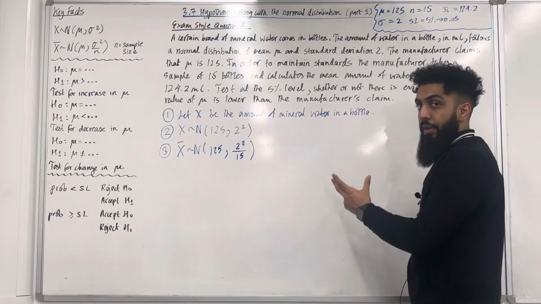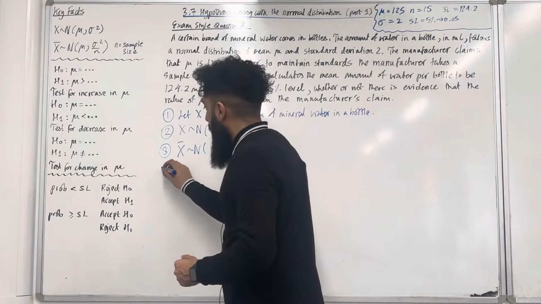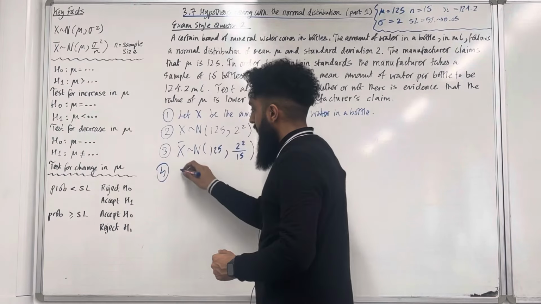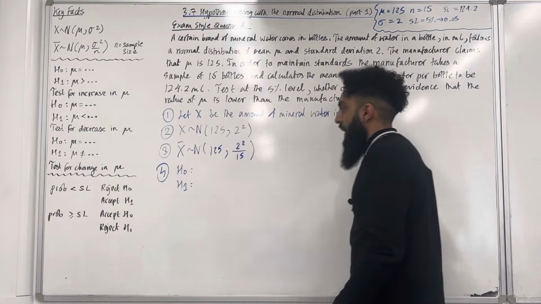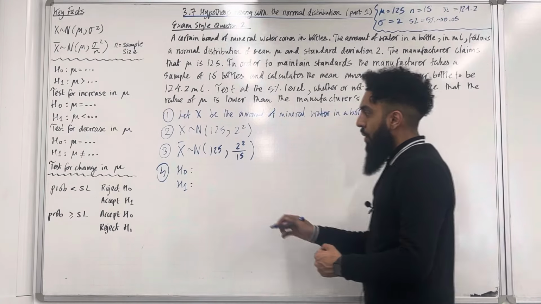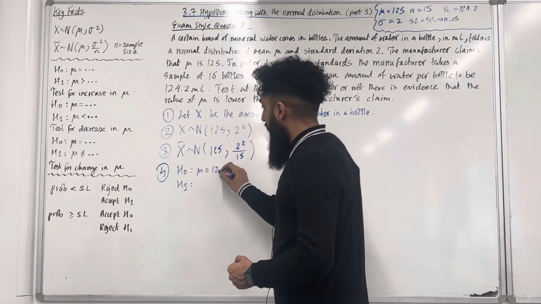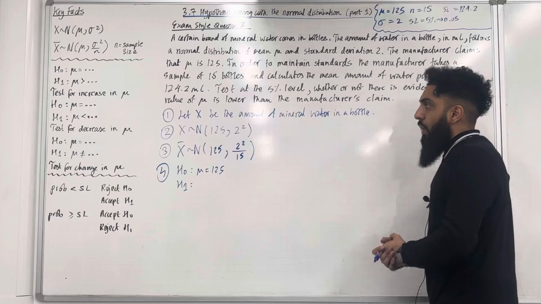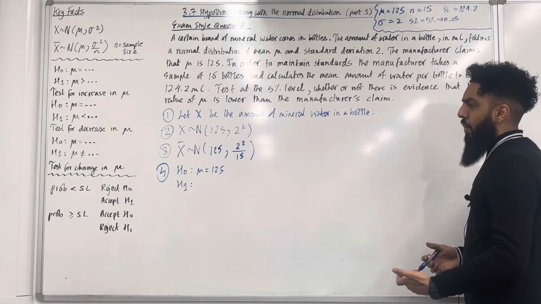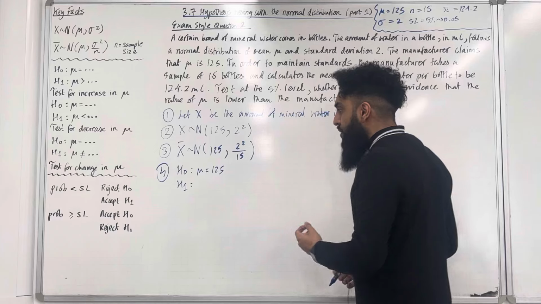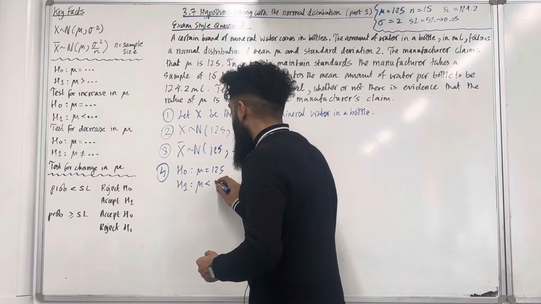End of step number 3. In step number 4, we write down the hypotheses, the null hypotheses, and the alternative hypotheses. So we're assuming that mu is equal to 125. We want to test if the mean has decreased. Has it gone lower than 125? So in H1, mu is less than 125.